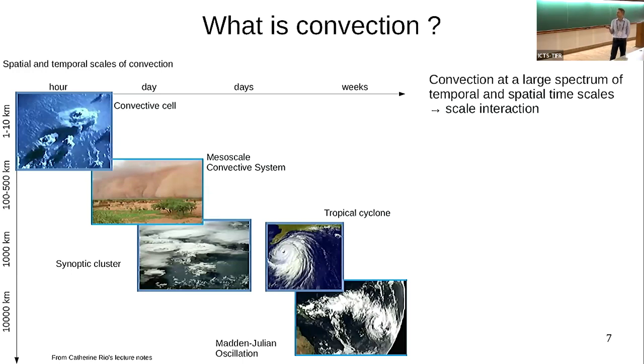But still, it can also be included in planetary scales like the Madden-Julian oscillation, tens of thousands of kilometers and lasting for weeks. So convection has this interesting property that it impacts all the scales at the same time, not just the spatial scales, but also the temporal scales. We have to keep these two things in mind.